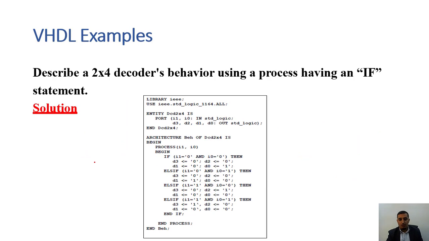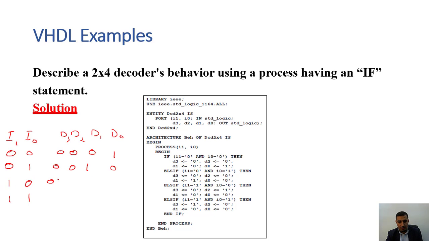A 2x4 decoder. If you remember a 2x4 decoder, what is the function for a 2x4 decoder? It has I0 and I1, and it has 4 outputs, which are D0, D1, D2, and D3. So here we have 0, 1, 0, 1, and here we have 0, 0, 1, 1. So 0, 0 will give us 1, 0, 0, 0. 1, 0 will give us 0, 1, 0, 0. 0, 1 will give us 0, 1, 0, 0. And 1, 1 will give us 1, 0, 0, 0. This is a 2x4 decoder.